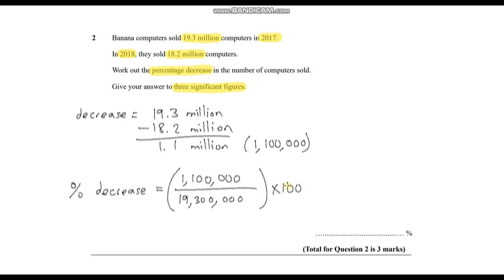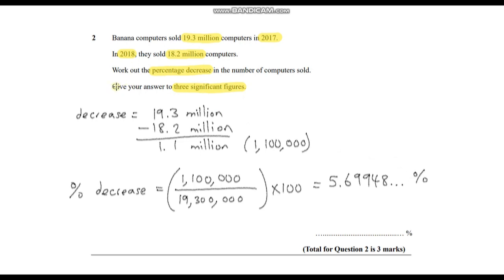So I'm just going to get the calculator out. 1,100,000 out of 19,300,000, and then times that by 100, and that gives us 5.69948... because that keeps going on, and that is percent.